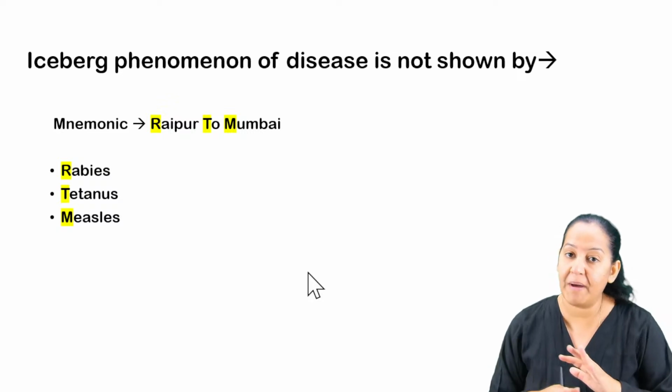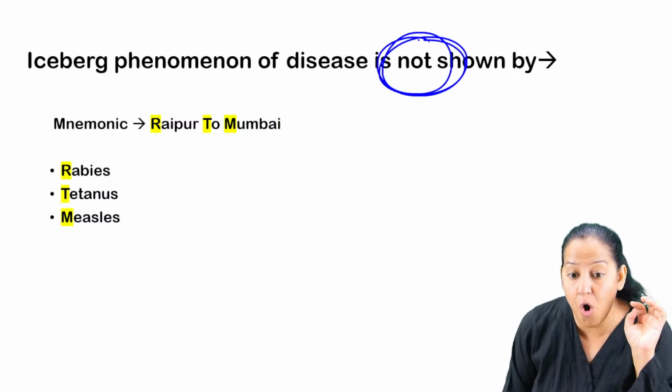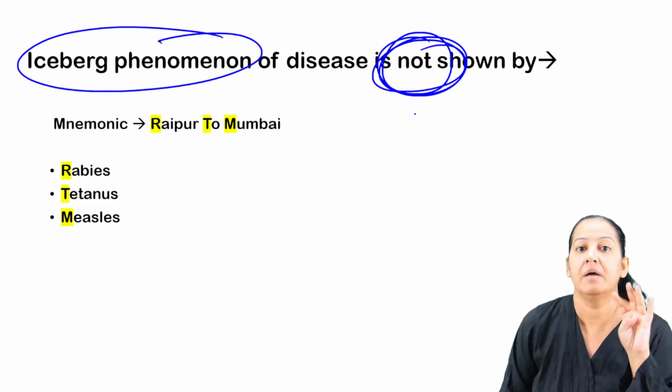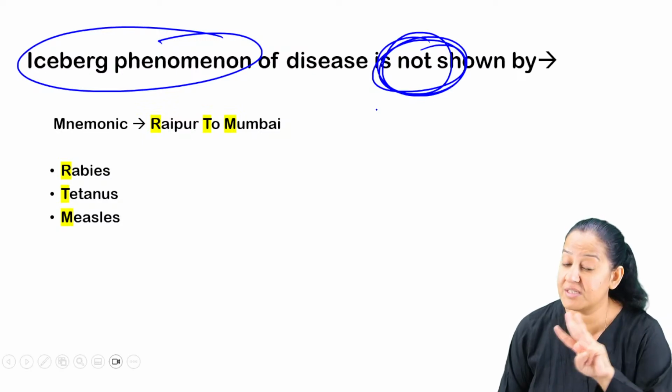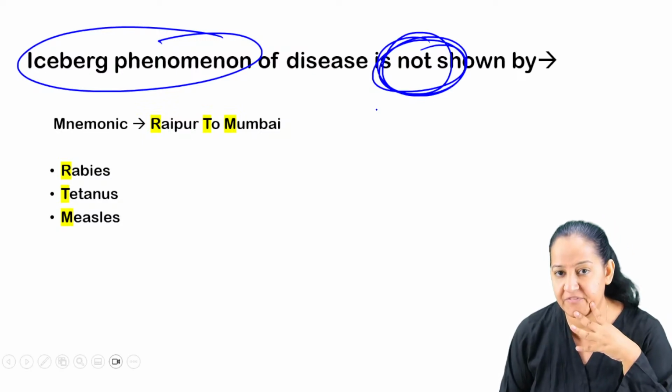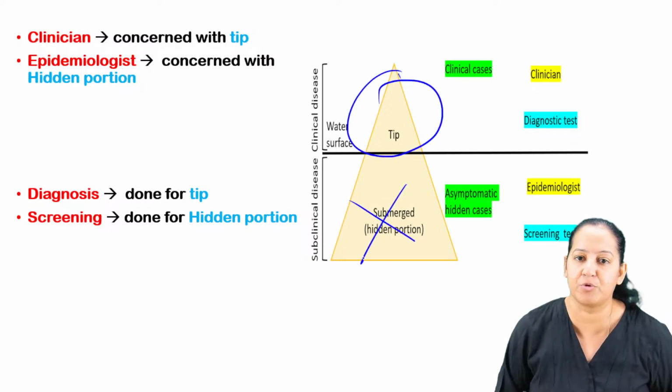Iceberg phenomenon is shown by all the diseases except three. There are 3 diseases which do not show the iceberg phenomenon. Why don't they show the iceberg phenomenon? They have only the tip. These 3 diseases have only the tip. They don't have a submerged portion. They don't have carriers.